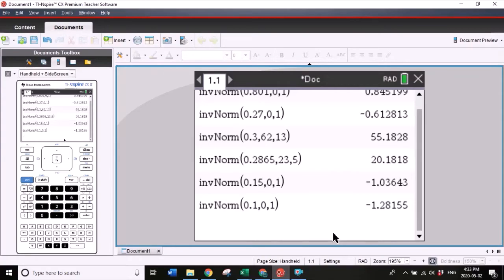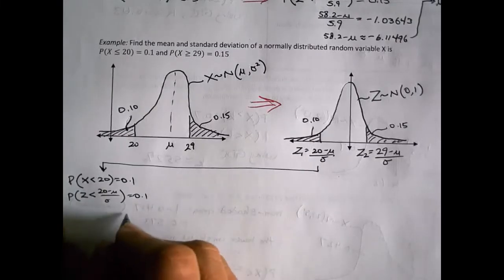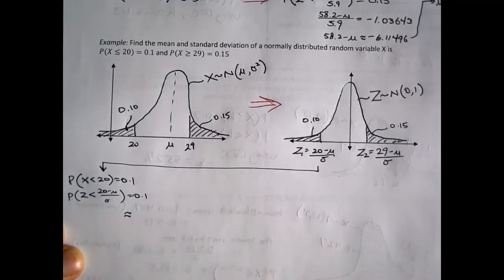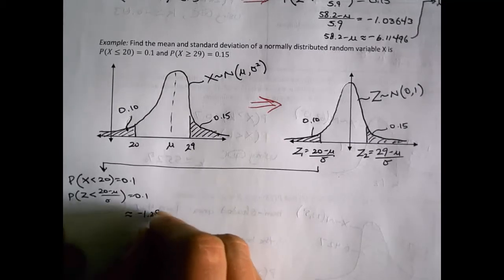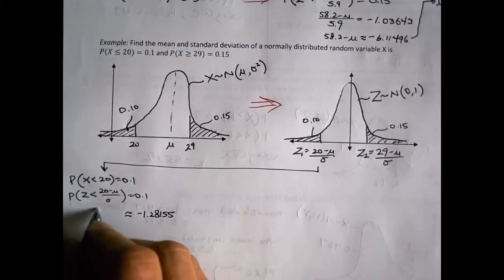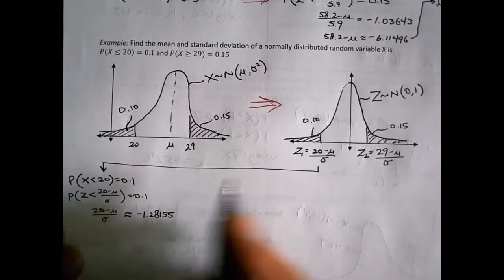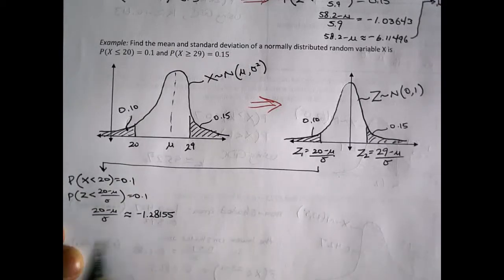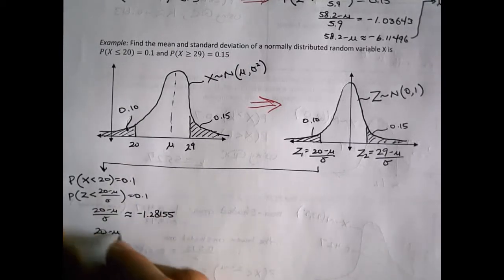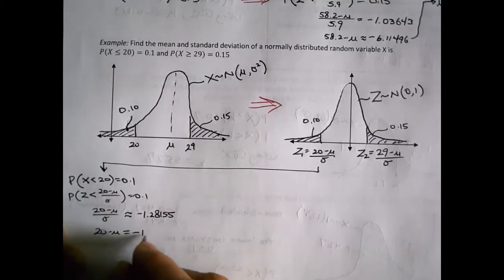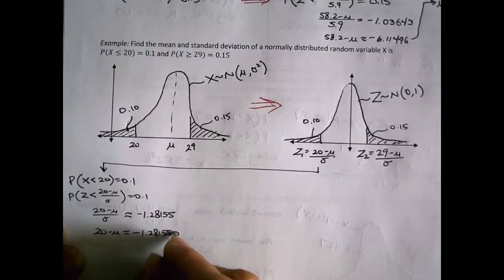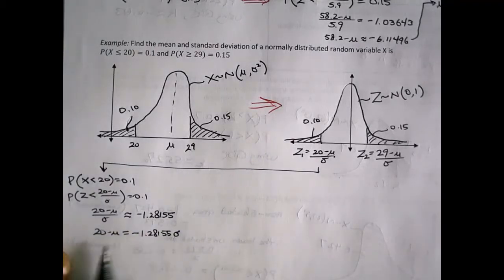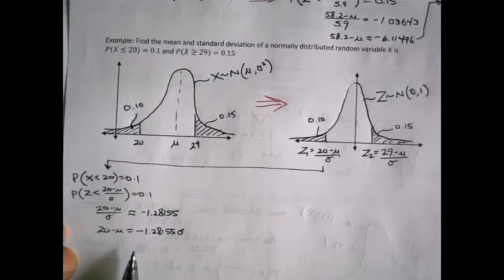I'm going to put that back into my equation. If I were to type this into my GDC, I get negative 1.28155. And this is 20 minus mu over sigma, because that's my cutoff. Now I can cross multiply. I get 20 minus mu equals negative 1.28155 sigma. I know you're going to be sad because there's two unknowns there. We can't solve an equation with two unknowns.